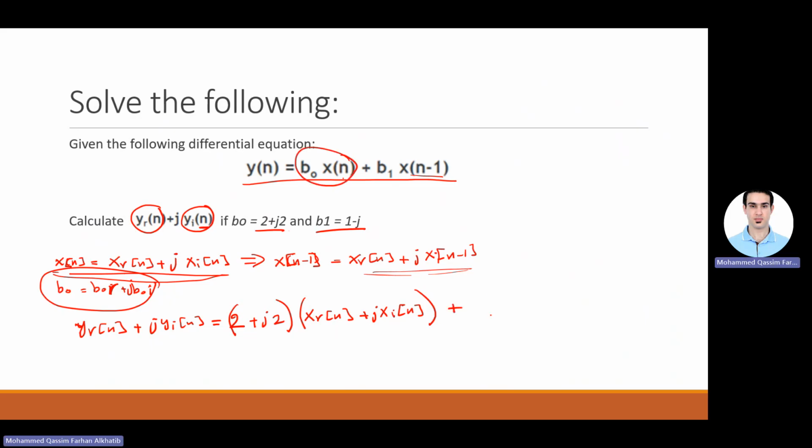Plus B1, it's 1 minus j, times x real of n minus 1 plus j x imaginary of n minus 1. So the main task is just to work out the algebra, collect the real values on one side, collect the imaginary values on one side, and you say the real values equal y r of n, and the imaginary values equal y imaginary of n. So let's do the math here. I'm going to take this expression to the whiteboard.